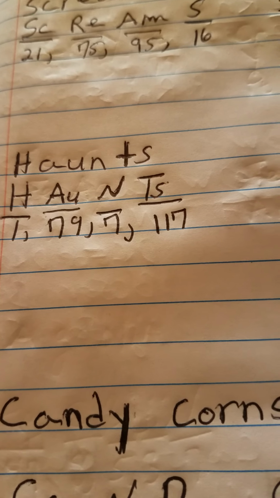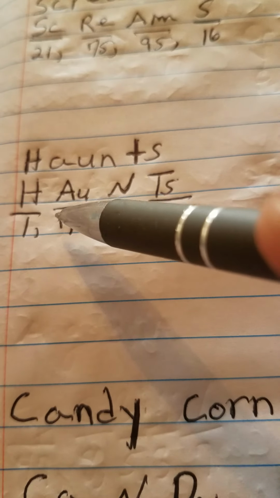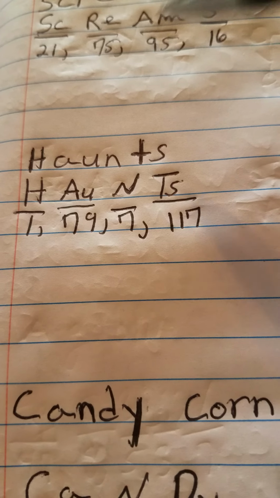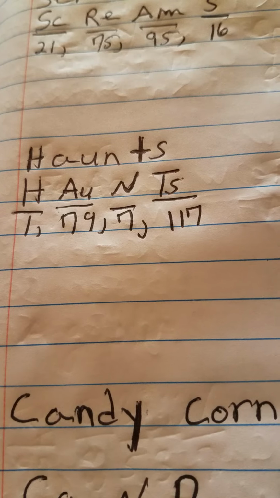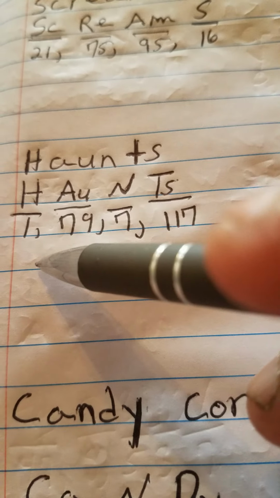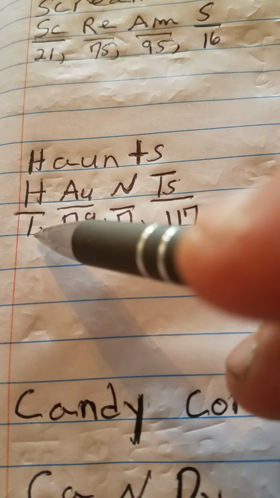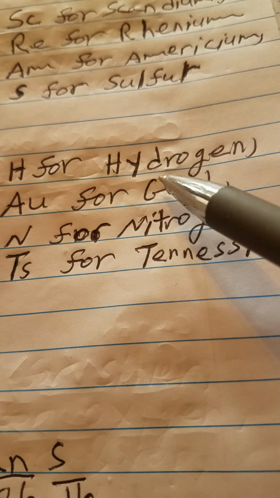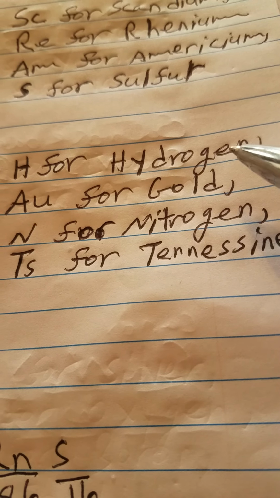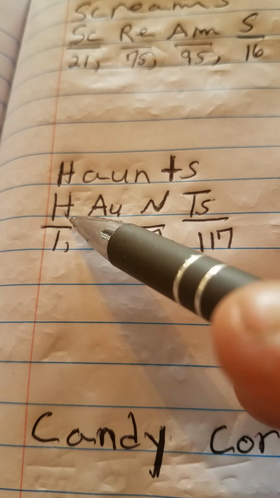Then we have haunts. Haunts is spelled H-A-U-N-T-S. So we got the capital H, and we got a 1 for hydrogen. The atomic number of hydrogen is 1, and that's spelled H-Y-D-R-O-G-E-N, hydrogen. The chemical symbol for hydrogen is H.